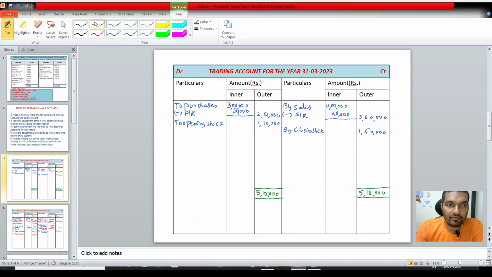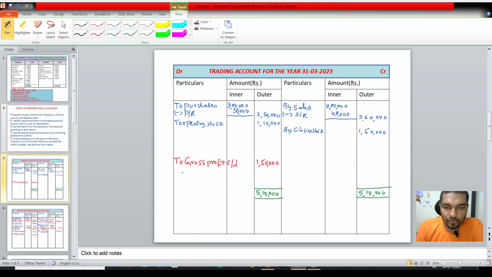So this 1,50,000 rupees amount is called the gross profit carried down. See, whenever the credit side balance is more than the debit side balance, as here in this problem, how much is more? 1,50,000 rupees is more on the credit side than the debit side. If sometimes the debit side balance is more than the credit side balance, we should consider that amount as a gross loss.